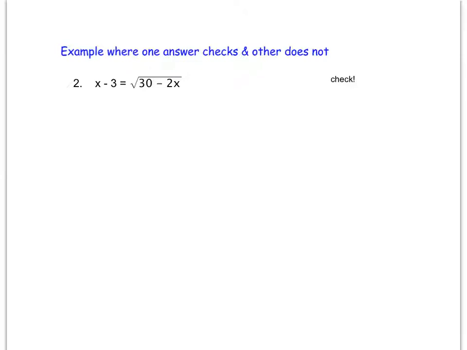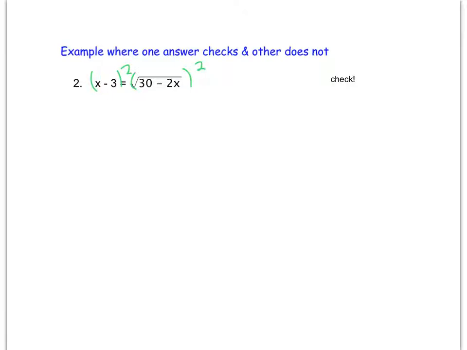So in this one right here, I have x minus 3 is equal to the square root of 30 minus 2x. Notice that this is a Type 1 radical equation because I just have the one radical, and the radical is already by itself right now. So I'm actually on step 2 of my steps now. I'm just going to simply square both sides.